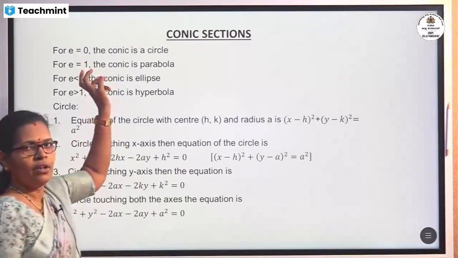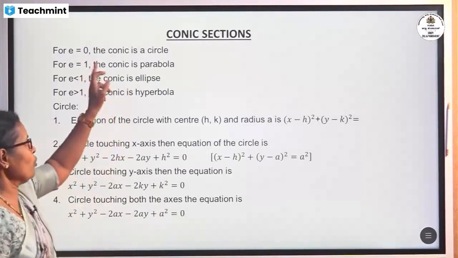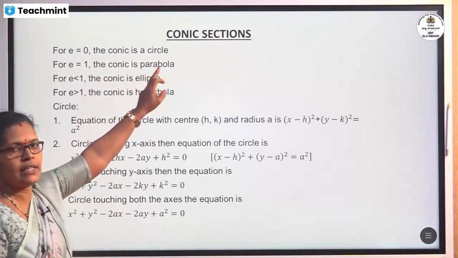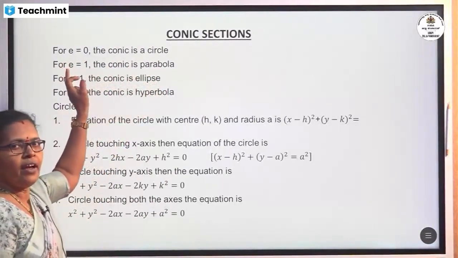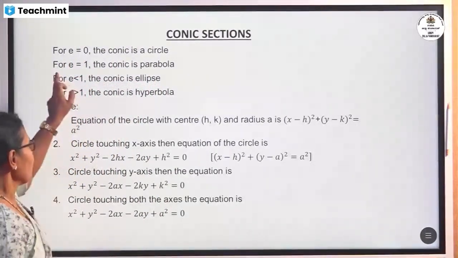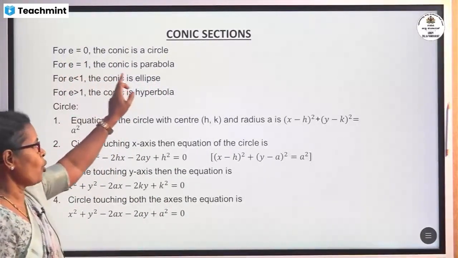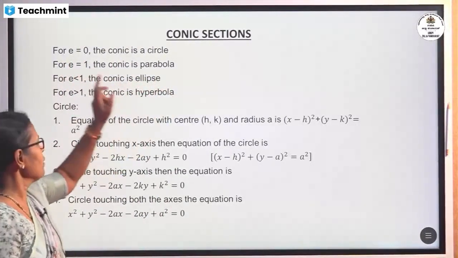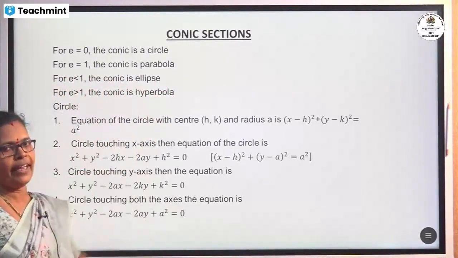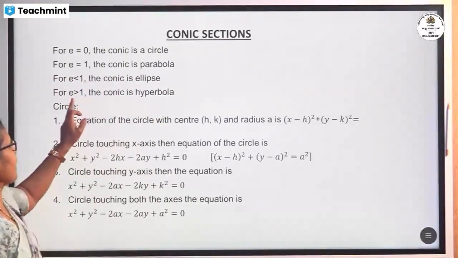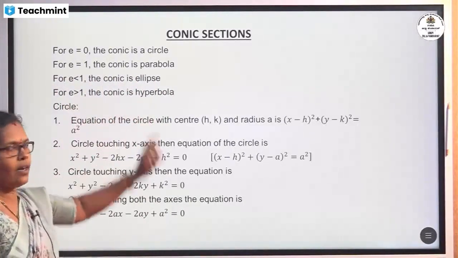First one, for e equal to 0, the conic is a circle. E means, we know that, eccentricity. For e equal to 1, the conic is a parabola. For e less than 1, the conic is an ellipse. For e greater than 1, the conic is a hyperbola.